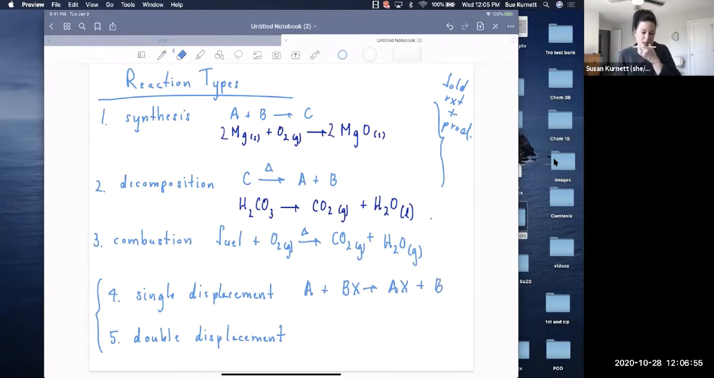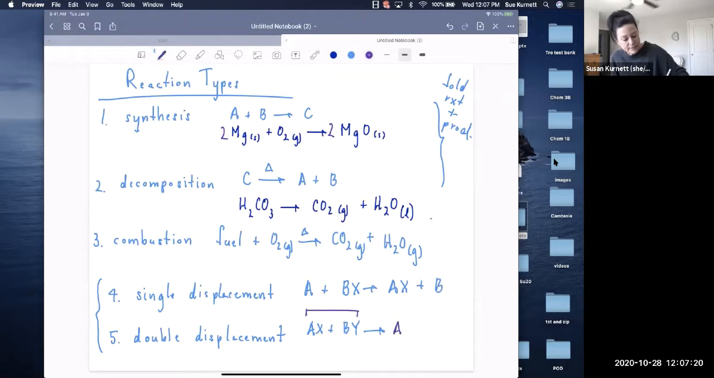So for a single displacement reaction, there's a table we use to predict will the products form. And there's a separate table of electrolytes or solubility table that we use to decide what is the net ionic reaction. For double displacement, we have two compounds and they can change partners. So this cation might go with that anion, or this cation might go with that anion.